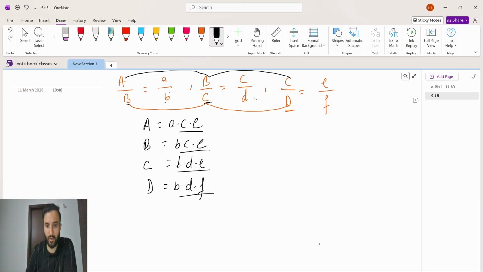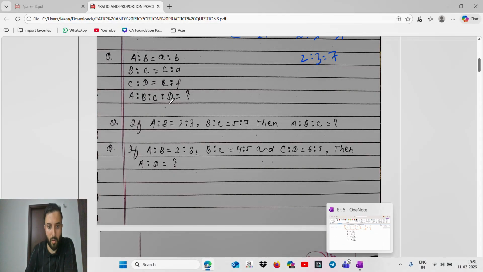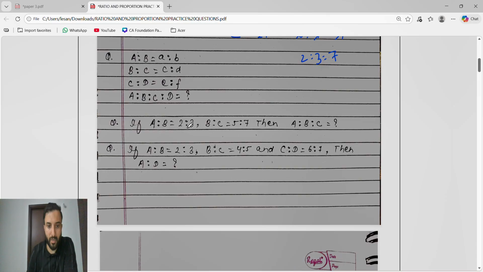Okay. Now next. If A is to B is 2 is to 3 and B is to C is 5 is to 7, then very simple, guys. See, A by B is 2 by 3. B by C is 5 by 7. You have to find A is to B is to C. See, for finding A, what will we do? A is in the numerator. So we will go from numerator to numerator. A to B. So 2 5s are 10. A is 10.